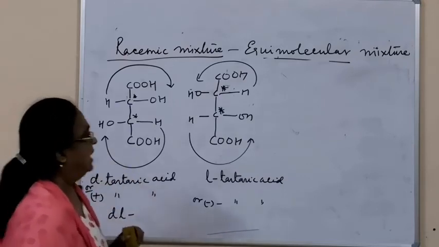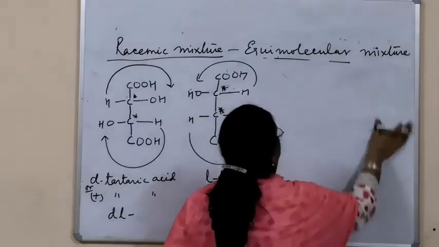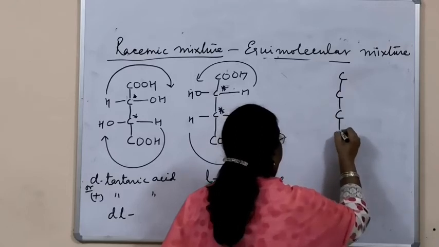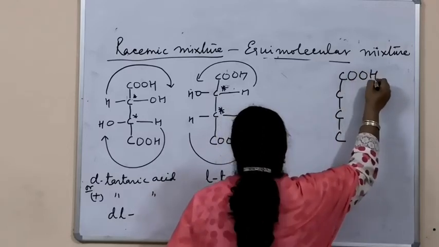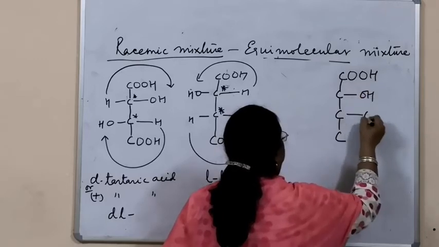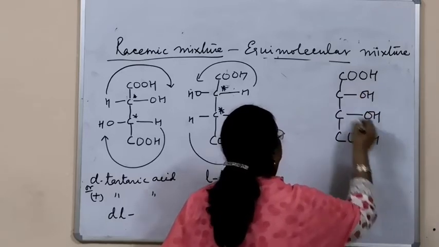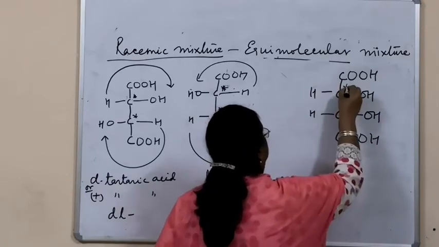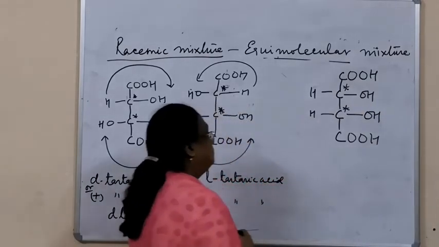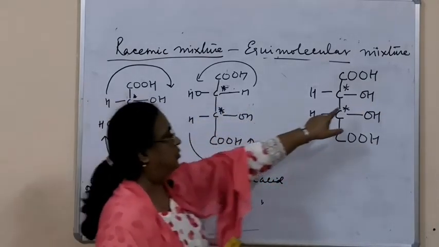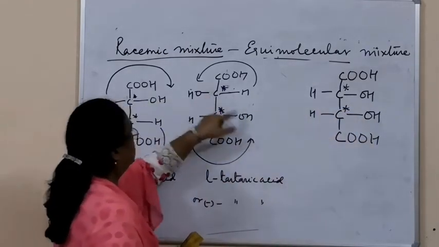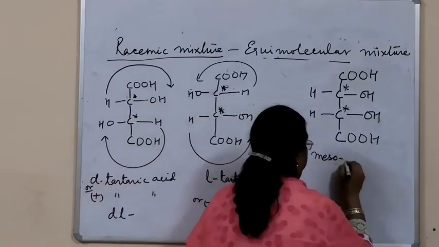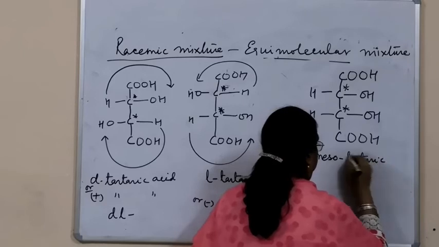In case of tartaric acid, one more form is found, that is also an optical isomer, because it has chiral carbon. COOH, OH, OH, COOH, H and H. This is chiral, this is chiral. In this case, you can see both OH groups are on the same side. In these, OH groups are on the opposite side. This form is called meso tartaric acid.